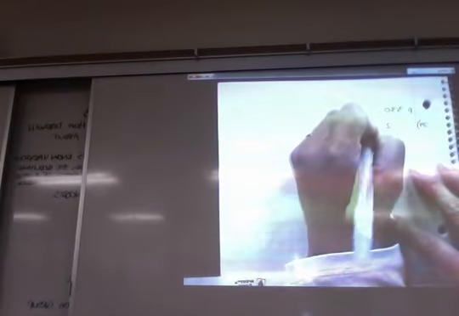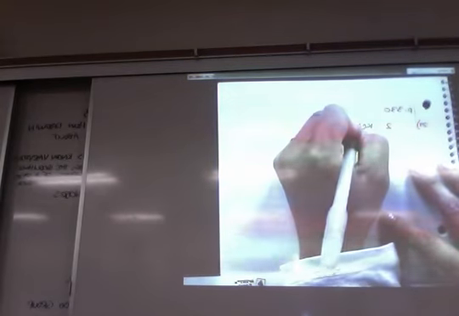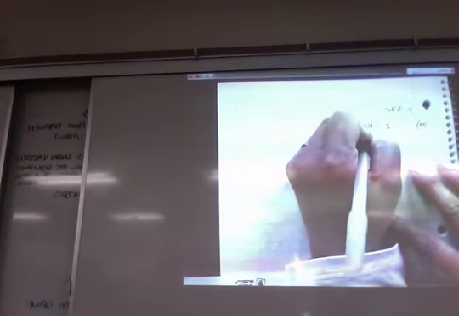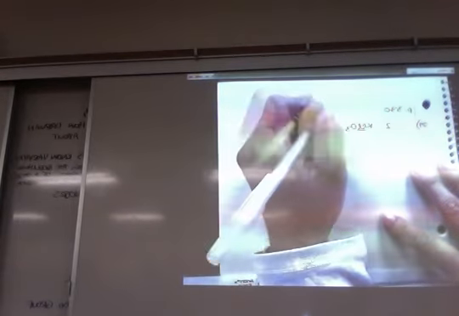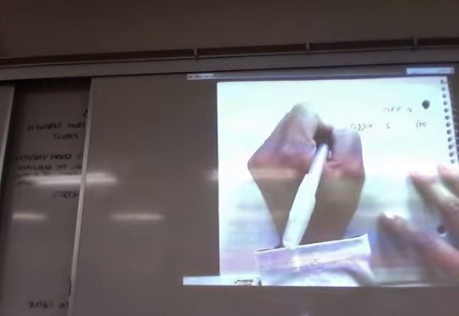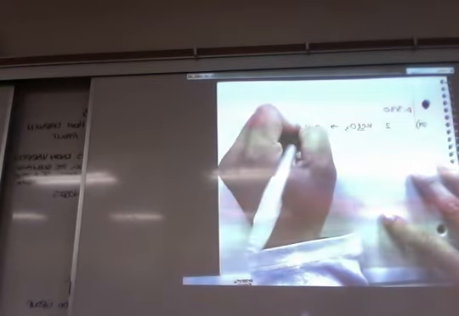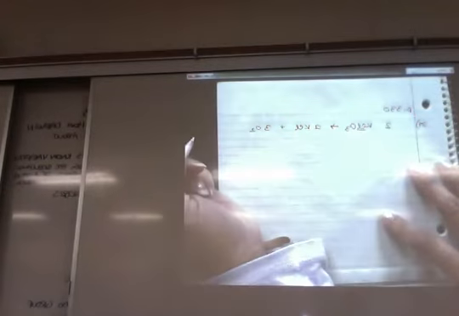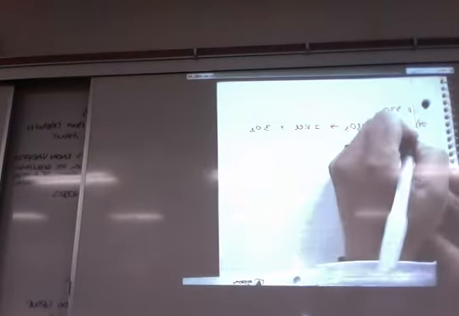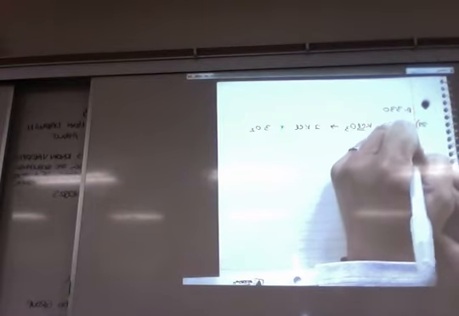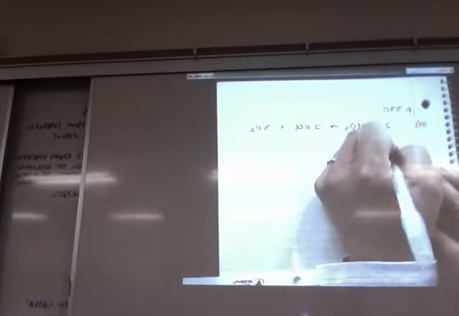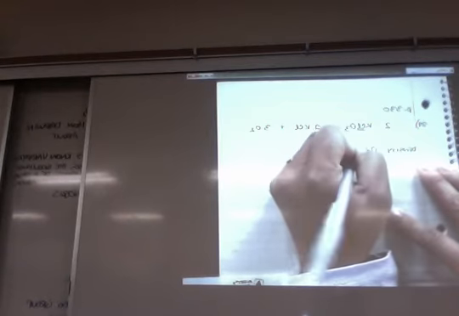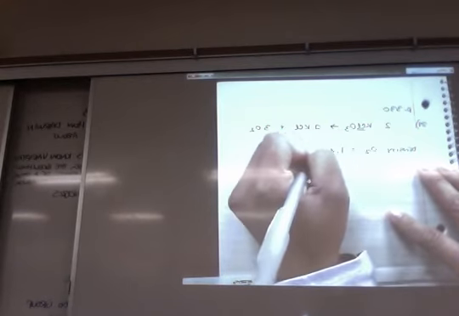Question number 27 gives us this equation: 2 KClO3 yields 2 KCl plus 3 oxygen gas. Remember to write your L's like a cursive so you cannot confuse it with iodine. It tells you to assume that the density of oxygen gas is 1.428 grams per liter.